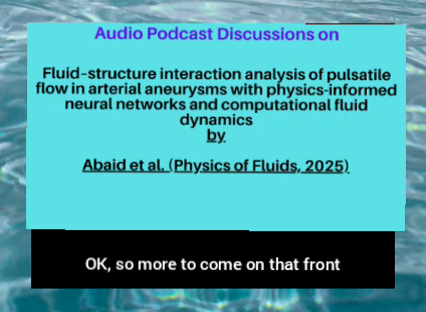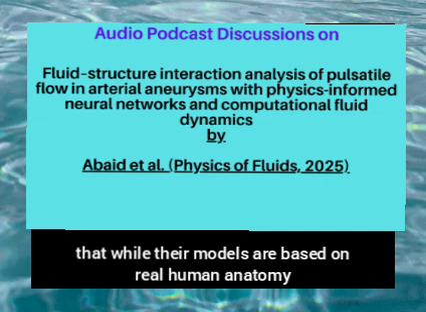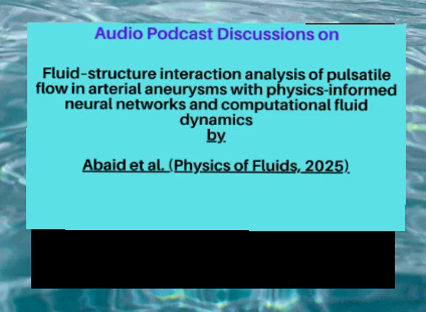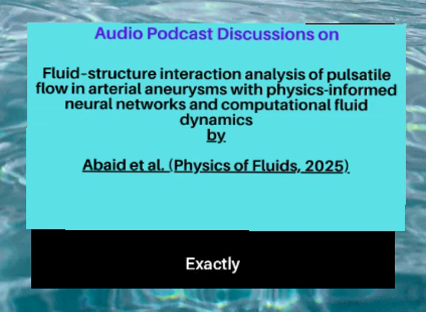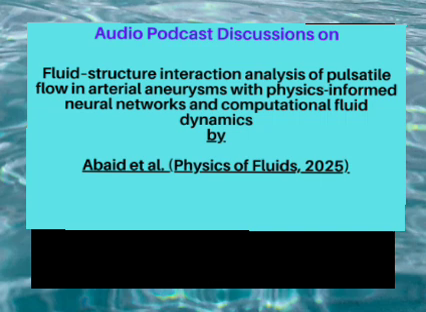Okay, so more to come on that front, and what else? Well, they also point out that while their models are based on real human anatomy, they are still simplifications. Right, they can't capture every tiny detail of every individual patient. Exactly, and there's always going to be some variation from person to person. Makes sense. And anything else?